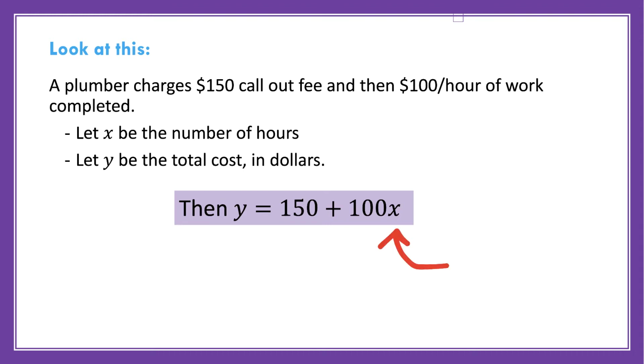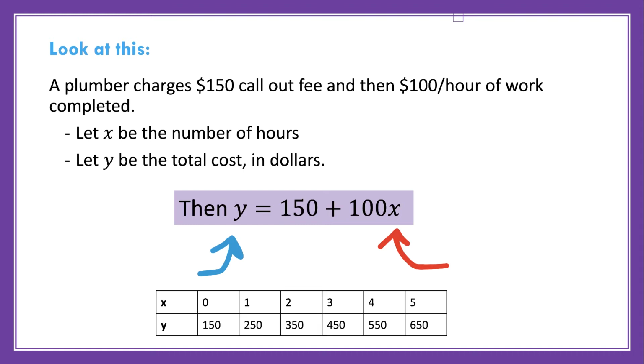The variable x is the independent variable of the function, and the variable y is the dependent variable because it depends on the x. A table of values is a really useful tool. Here is a table of values showing you the total cost in dollars, y, for the amount of time, x, in hours that the plumber was doing his work.